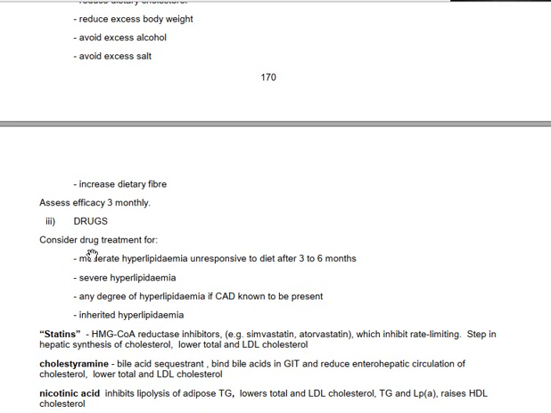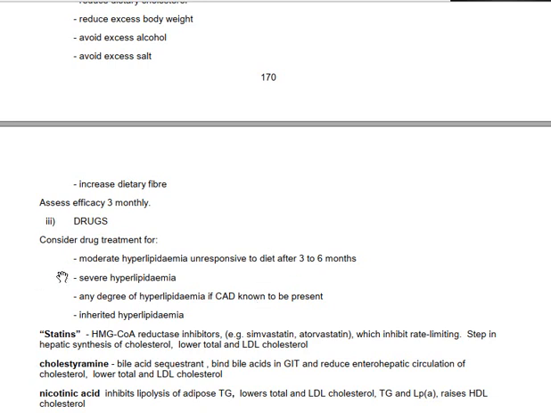Now in the case of drugs, you have to consider drug treatment. In moderate hyperlipidemia which is unresponsive to diet, it's only then that you can use drugs, or you can have a patient that has a high risk of coronary artery disease, or a patient with a familial history of it. So drugs are used when you have moderate hyperlipidemia which is unresponsive to the diet for 3 to 6 months.